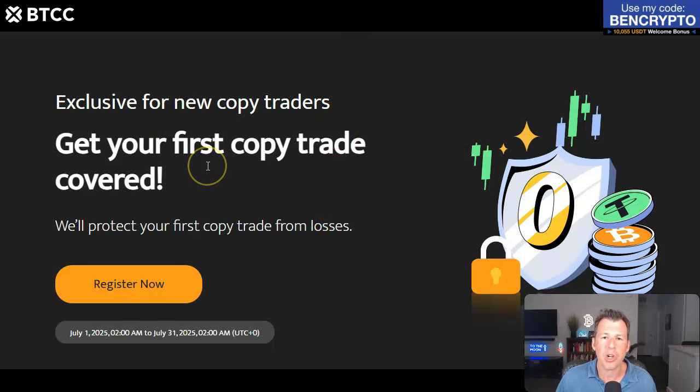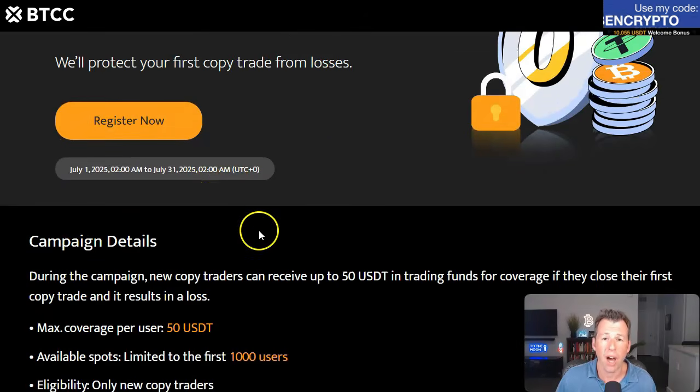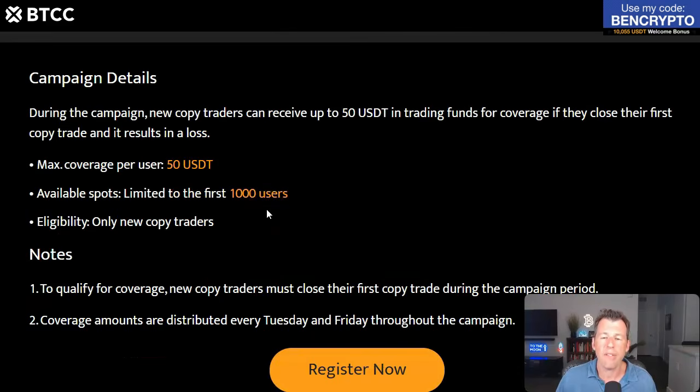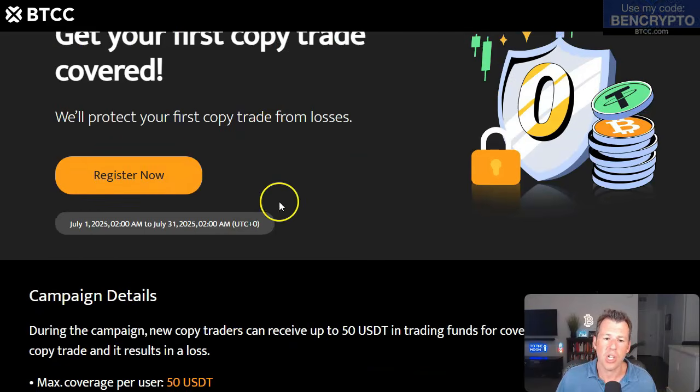Then there's the copy trading loss program. This might be the most popular one of all. It goes through July the 31st. So if it's your first copy trading position, and that position results in a loss, then BTCC will cover the first $50 of that loss. You just have to open and close that copy trading position during the campaign period in the month of July.